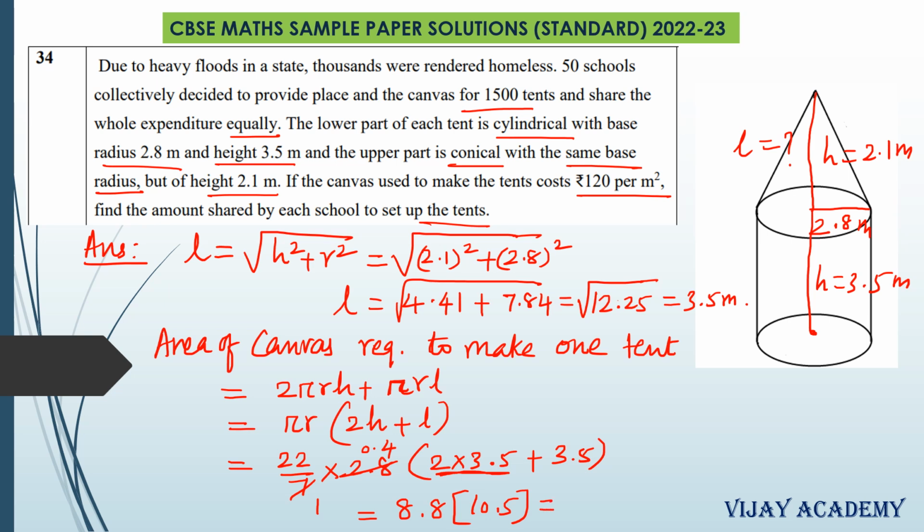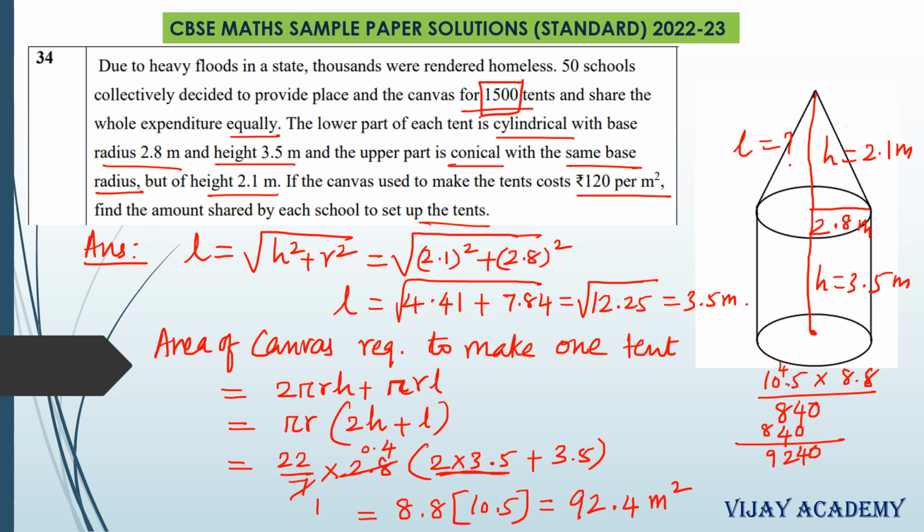So multiplying 10.5 with 8.8, we get 8 5s are 40, and then 4 carry, 8 into 0, 0 plus 4 is 4, and 8 1s are 8. So leave one place and write the same value again, because we are multiplying it by 8 itself. So it is 92.40. So we can write it as 92.4 meters square is the area of the canvas required to make 1 tent, but we are supposed to make 1500 tents.